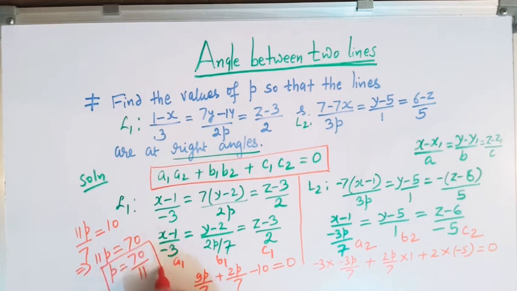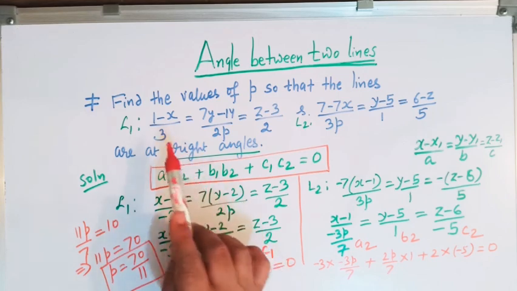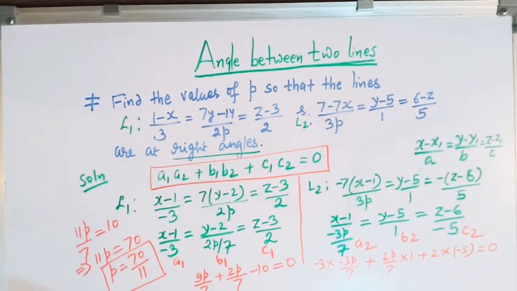So this is the required value of p for which these two lines are perpendicular.